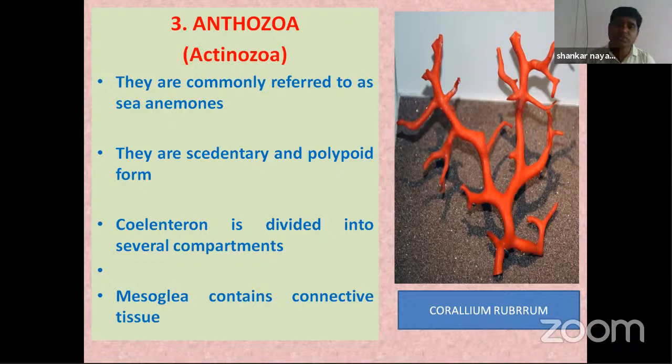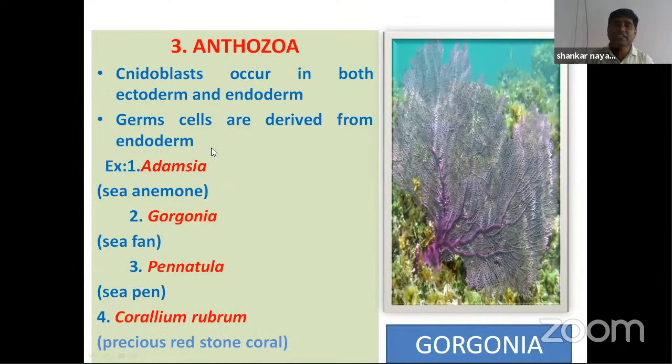The gastrovascular cavity is divided into several compartments. In the previous class, 4 compartments we have seen. But here, several compartments. And mesoglea contains connective tissue. Okay, mesoglea contains what? Connective tissue. And cnidoblasts occur in both ectoderm and endoderm. You can find cnidoblast cells both in ectoderm and endoderm. Germ cells are derived from endoderm only.